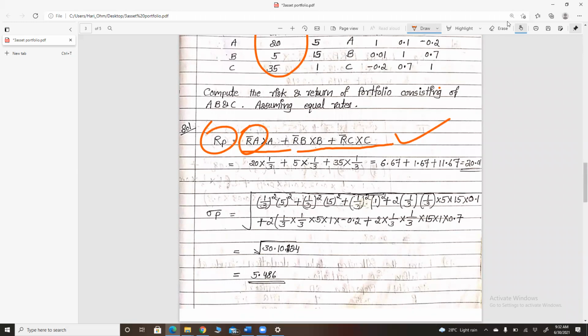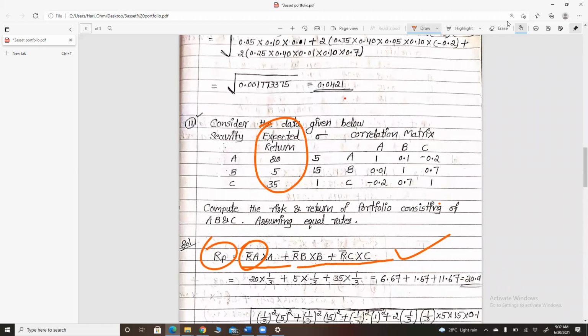Now, what is R bar A? R bar A is nothing but expected return of A, that is 20. Then R bar A into XA. XA is nothing but proportion. I already told, assuming equal weights, if it is two securities, that is 50%, 0.50. If it is three securities, that is nothing but 1 divided by 3. So 1 divided by 3 for all three securities.